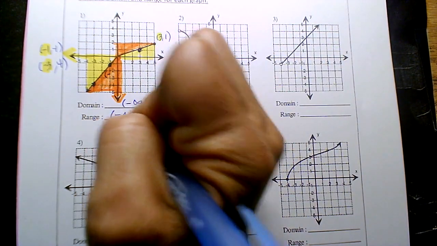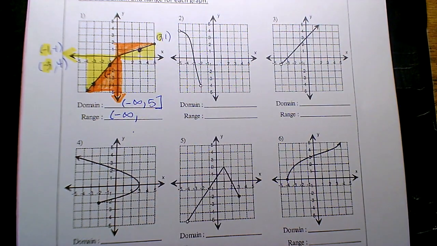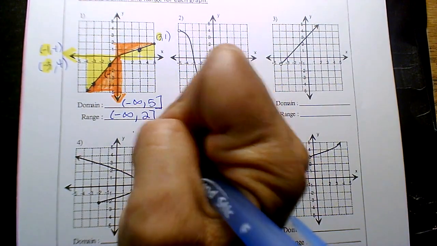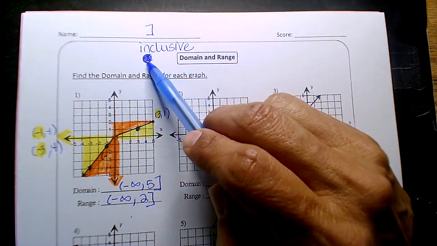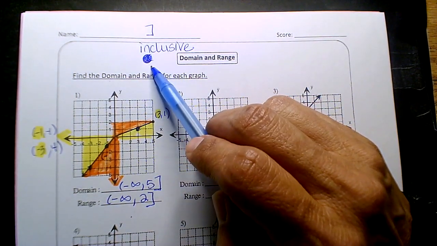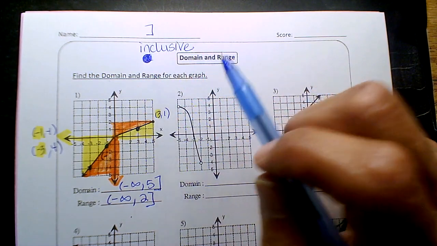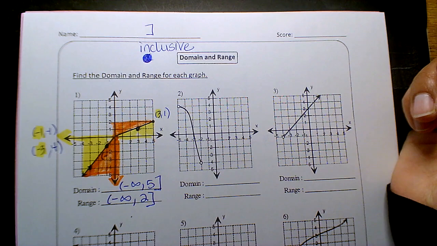So what would be my range? Negative infinity, and where does it stop? Because it does stop, right? And it's a bracket because it's an enclosed circle. It's an enclosed circle, so it's inclusive. Go to the next one.